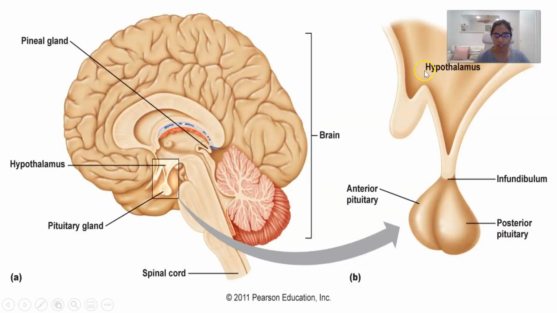Okay, again, this is just making sure that you're familiar with the anatomy of this. So we have the hypothalamus at the top here, this stalk-like structure called the infundibulum, the anterior pituitary gland, and the posterior pituitary gland.